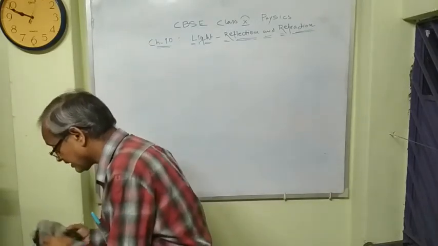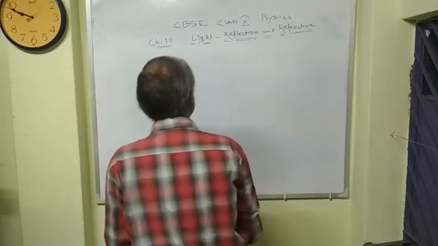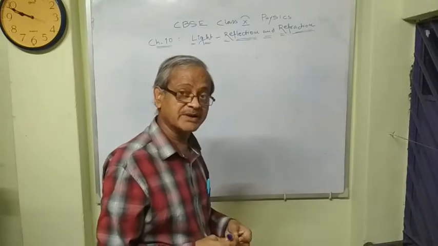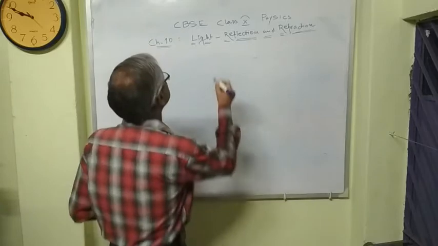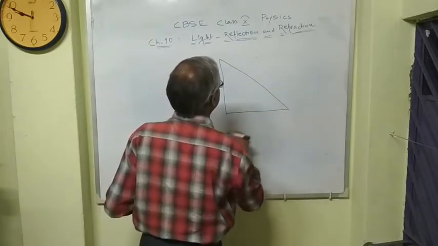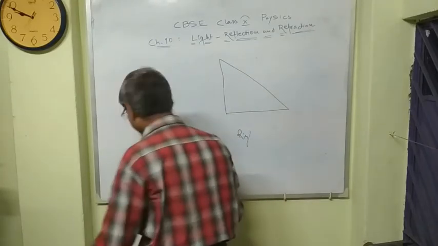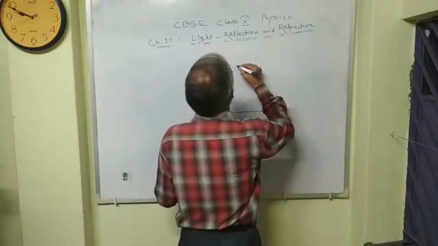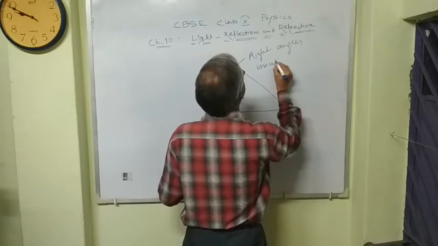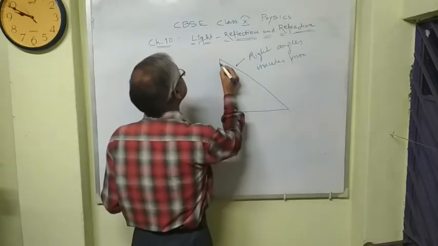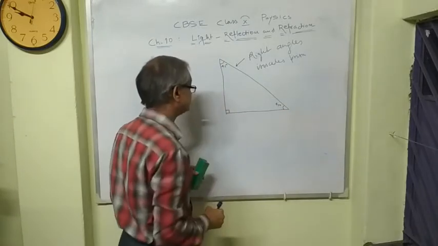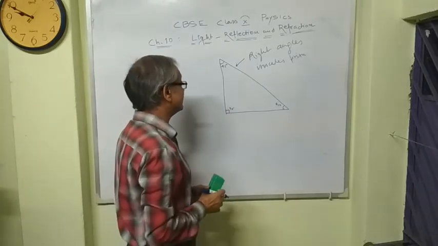You see that deviation produced due to refraction by a total reflecting prism. Here we take the prism in such a way that it is a right angle isosceles prism, right? This is 45 degree angle and this is 90 degree and this is the 45 degree also. This is 90 degree.